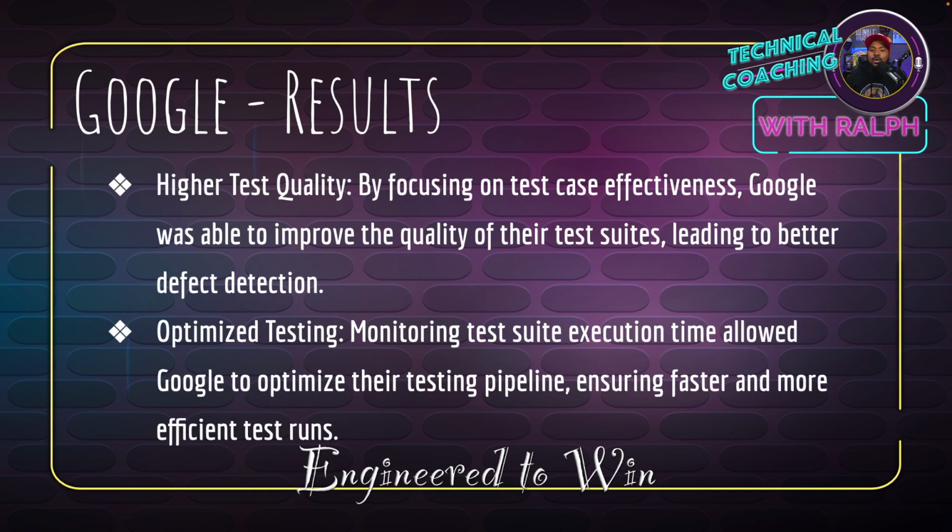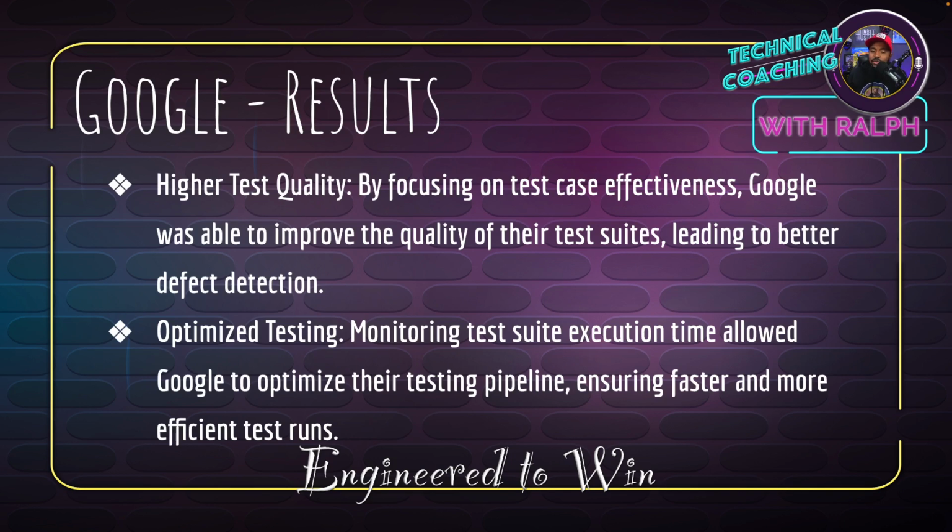Higher test quality. By focusing on test case effectiveness, Google was able to improve the quality of their test suites, leading to better defect detection. Optimized testing. Monitoring test suite execution time allowed Google to optimize their testing pipeline, ensuring faster and more efficient test runs, which means the faster you get the results, the faster you can move on to releasing your code to production. If tests take forever to run, because I've heard of some test suites that take like 12 hours to run, I'm like, what in the world are you guys doing?